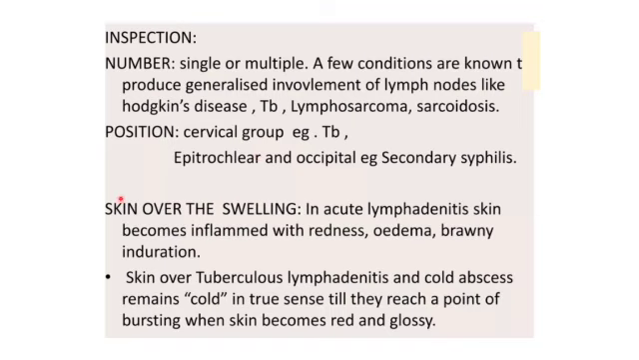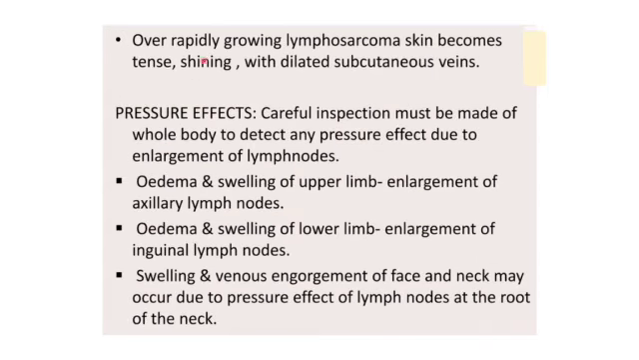Next, skin over the swelling. In acute lymphadenitis, the skin becomes inflamed with redness, edema, brawny induration. Skin over the lymphadenitis due to tuberculosis and cold abscess remains cold in true sense till they reach a point of bursting, when the skin becomes red and glossy. Over rapidly growing lymphosarcoma, skin becomes tense and shining with dilated subcutaneous veins.